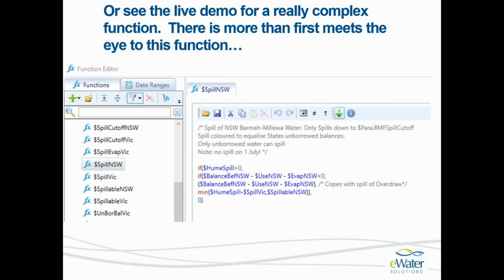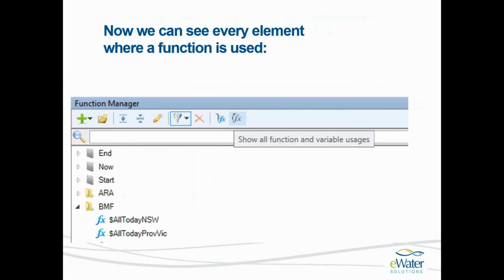So here we've got another function, Spill New South Wales. You can see at the top, in the function definition, there are some notes to help people understand what the function's doing, which is very good practice to assist other people coming on board. We've got a reasonably simple function, we think. We'll now see that the function is actually a little bit more complex than meets the eye.